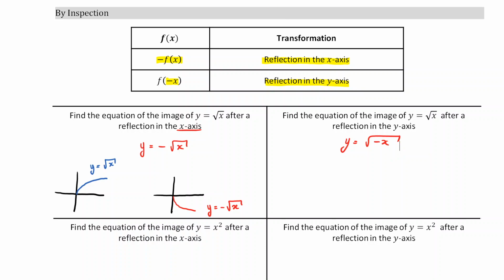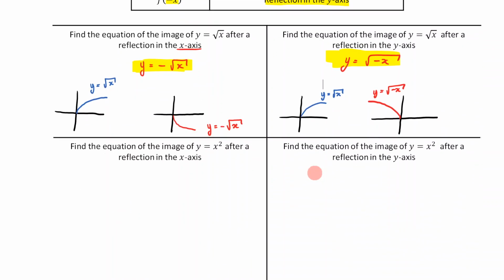Now, if we think about what this looks like, we know what our original graph looks like. If we come here, we go there, y is equal to the square root of x. And now, if I reflect it across the y-axis, that means my new graph looks like this. Y equals the square root of negative x. So it's important that you know how to reflect both the x and the y. And if you can, you should be able to visualize it as well. All right, let's keep on going here.